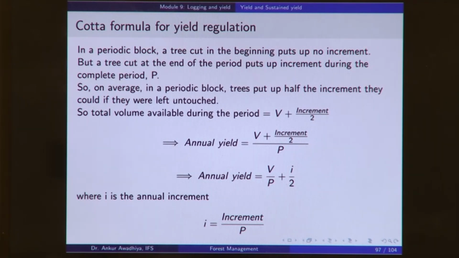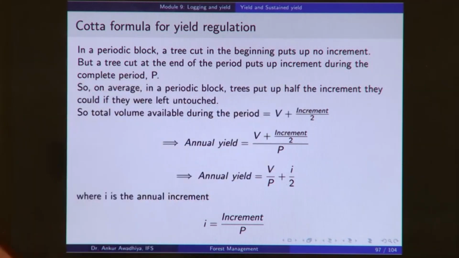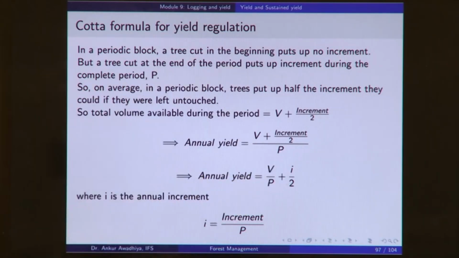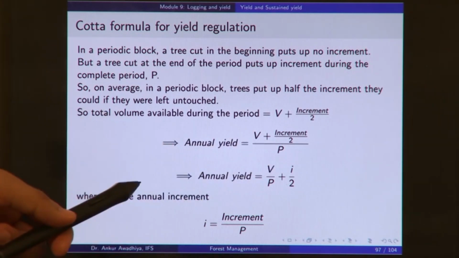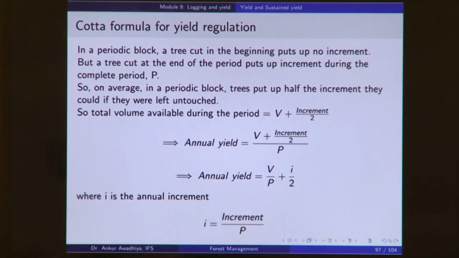Now, the annual yield will be given by this volume divided by period P. So, this comes to be V by P plus I by 2, where small i is the annual increment, which is this total increment divided by P. This total increment was coming up in P years. So, you have V by P plus I by 2 as the annual yield.